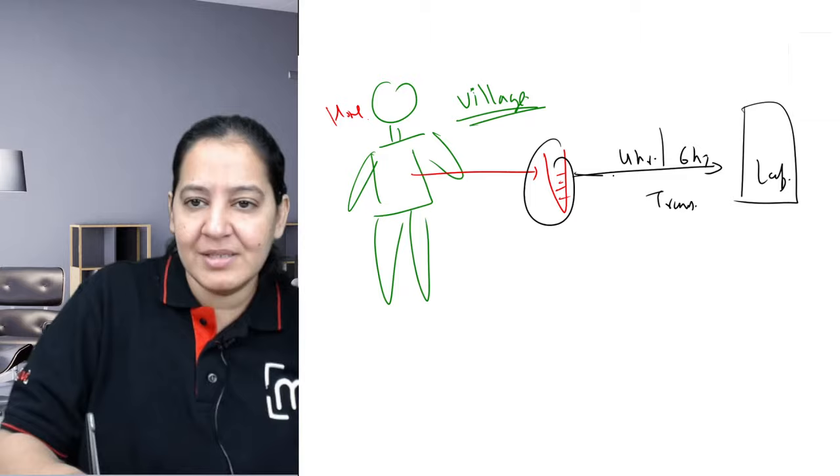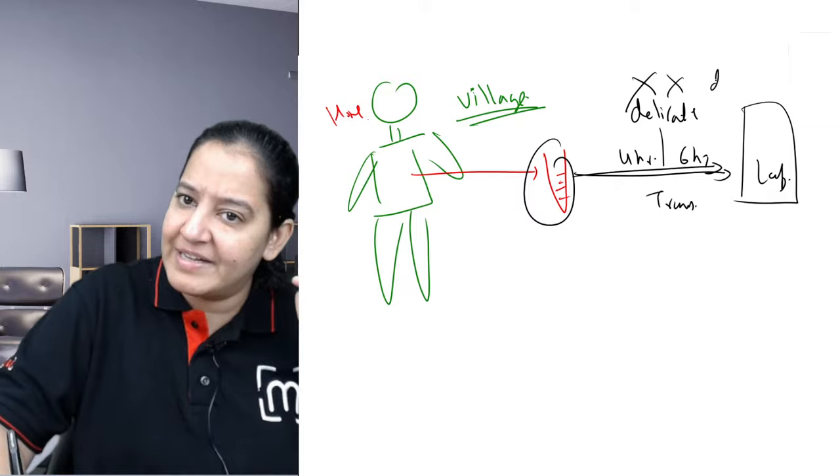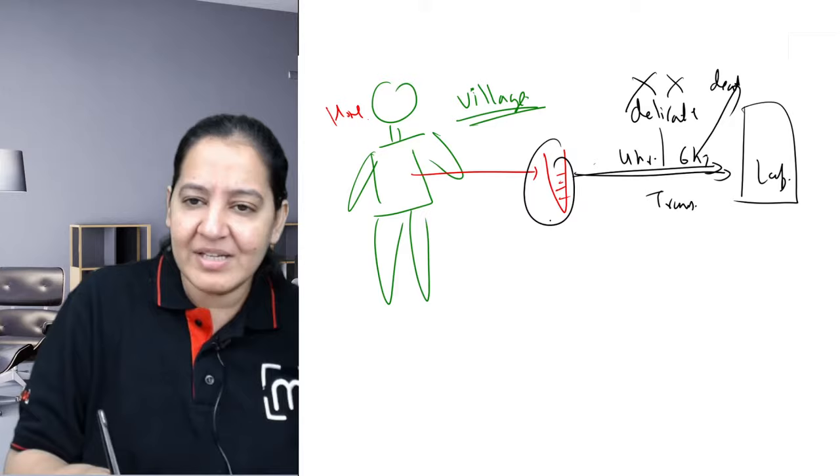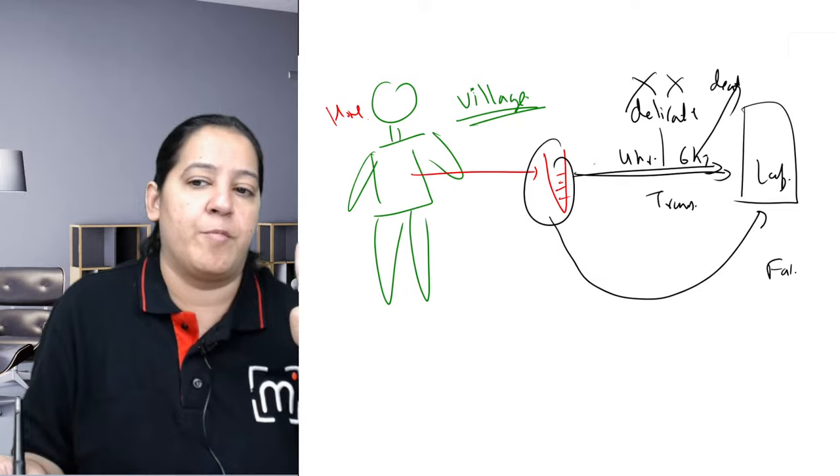But during this transit, some bacteria are very delicate. They will die during this transit time if they don't get nutrition. So once the specimen reaches the laboratory, all the bacteria are dead and you will get a false negative report. Actually, bacteria were not absent, but on applying the test, you will get a false negative. We do not want that.